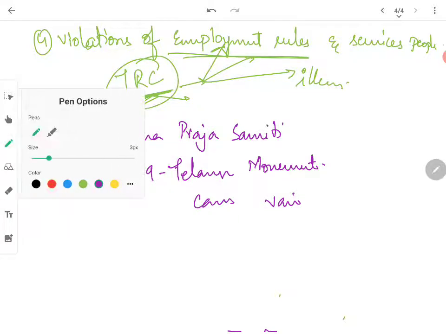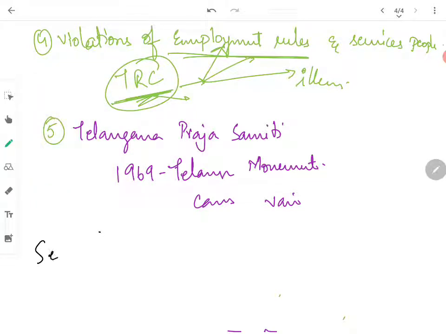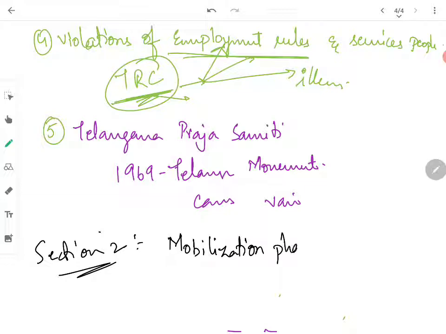And then comes the next section, which is section 2. This phase is known as the mobilization phase, which is between 1971 and 1990. The first chapter in this phase is Court Judgment on Mulki Rules.